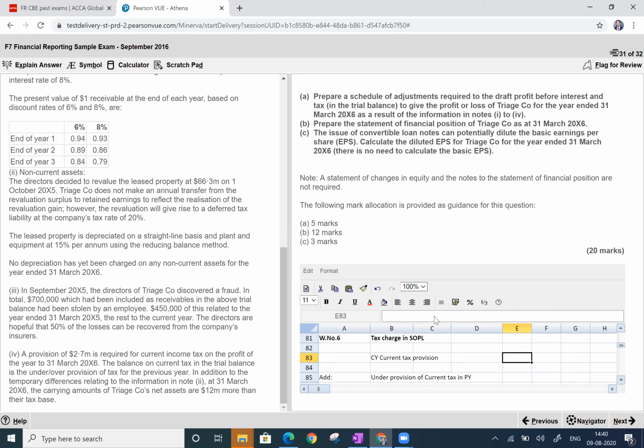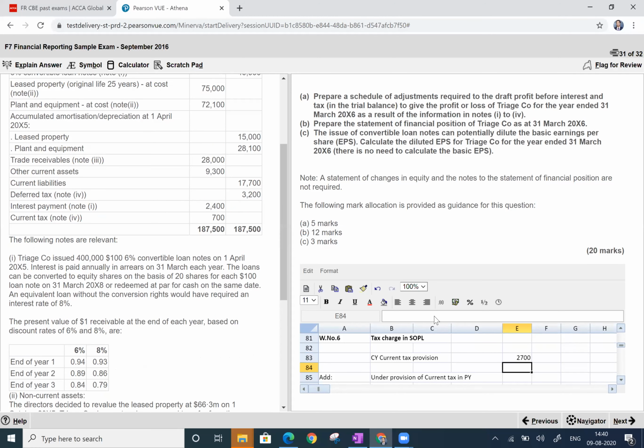So what have they given? They have stated that a provision of 2.7 million is required for current income tax. So current year provision is 2,700. Balance on current tax in trial balance is the under or over provision. There are two things, deferred tax as well as current tax. Deferred tax is credit, so credit means it is an over provision. So over provision of deferred tax is minus 3,200. And current tax is 700. It is debit. Debit means under provision.